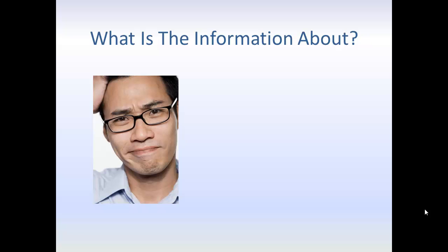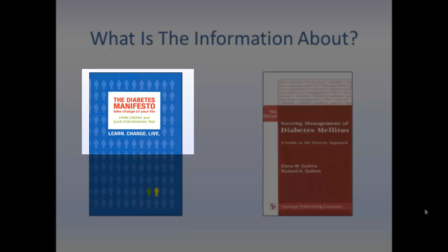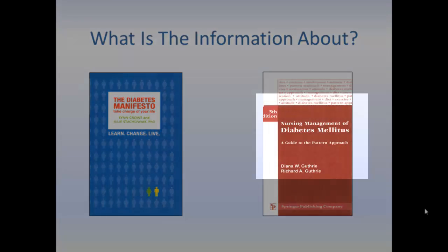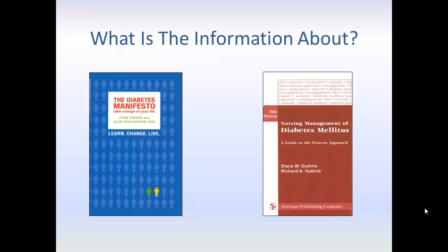What is the information about? Does this information address your research question? Is it written at a level useful to you and as suggested by your instructor? Is it for a general or a professional audience? In this example, the Diabetes Manifesto is written for the patient. Nursing Management of Diabetes Mellitus is written for nurses and other health professionals. Other questions to ask are, will you get enough information from this source, or is it too in-depth? Is the information presented in a useful way?